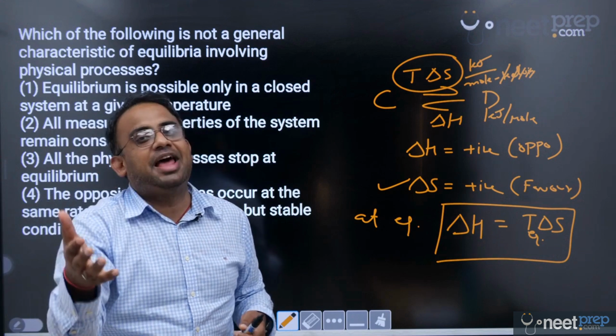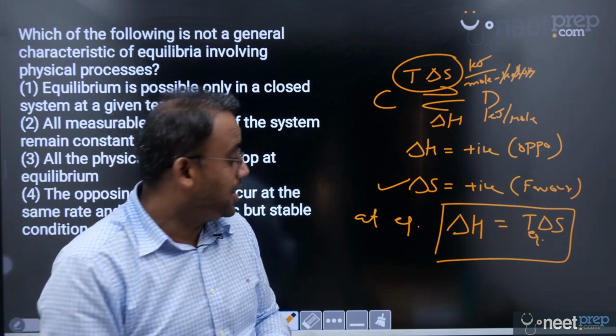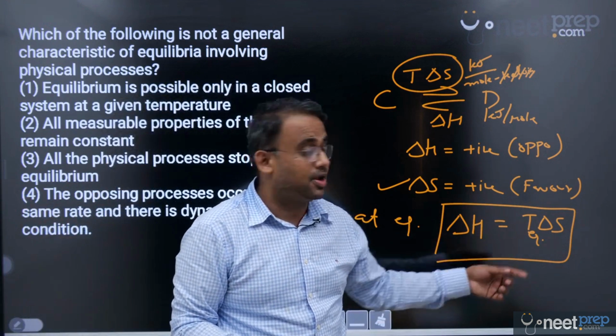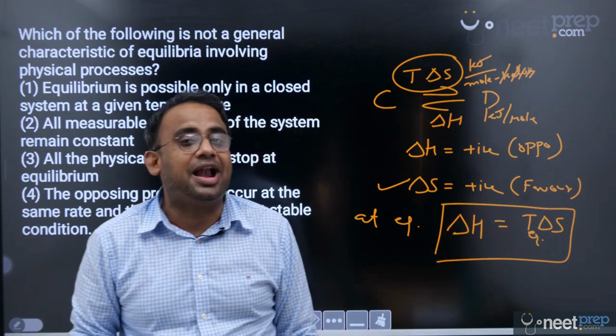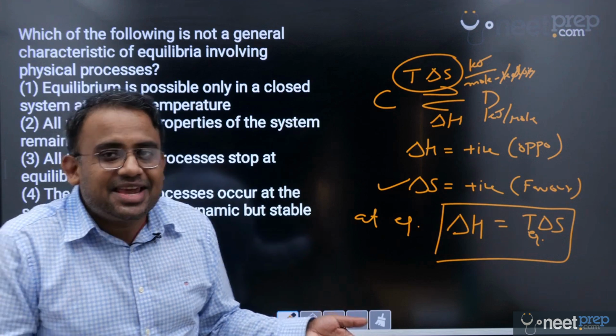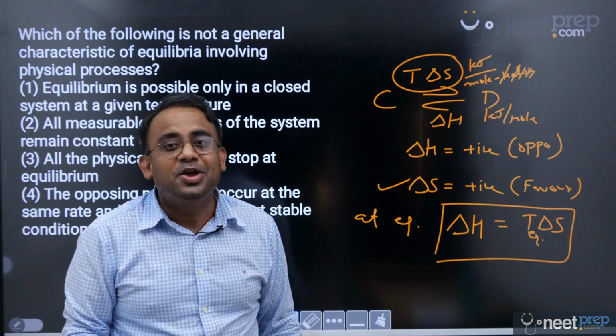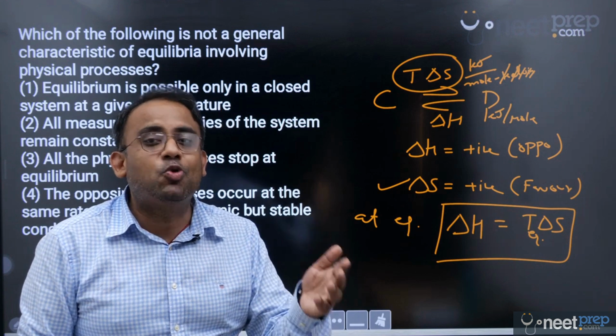But at equilibrium, what will happen? These two driving forces will have the same magnitude, and here comes the role of the temperature, which makes the magnitude of delta H equal to T delta S. But did I say that these two factors will be zero at equilibrium? No, these two factors have become equal to each other.